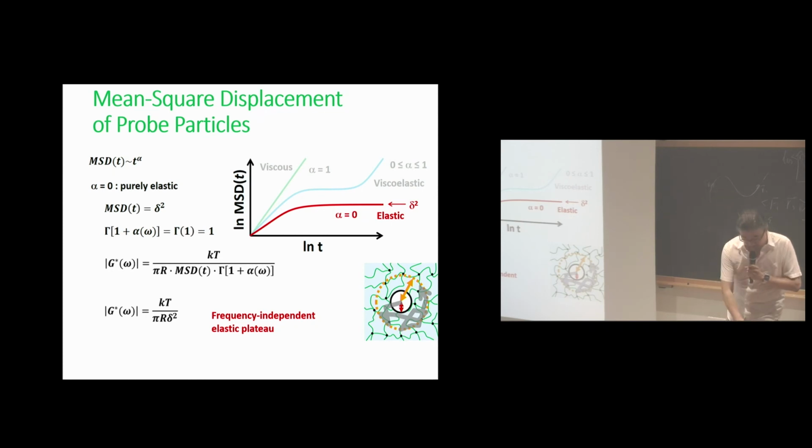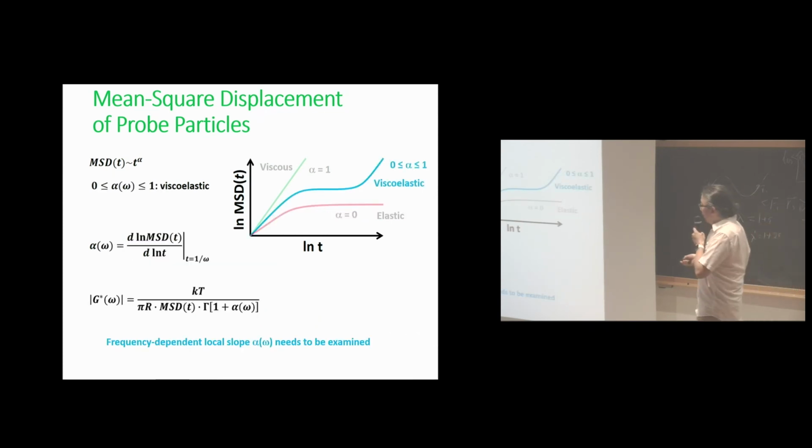Okay? And in between, you have viscoelastic solution that we are interested in, and then the slope is changing between 0 and 1, depending on the time scale. So that in that case, you need to calculate this slope alpha as a function of frequency. Okay?